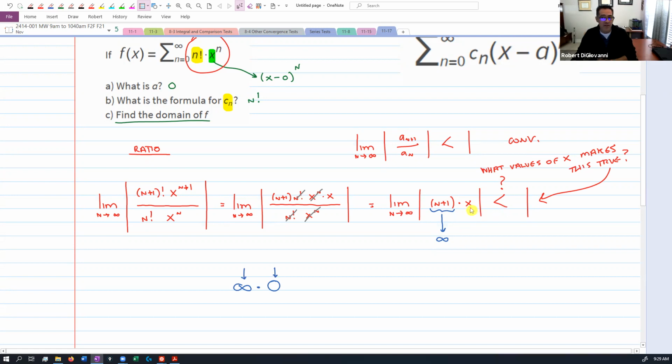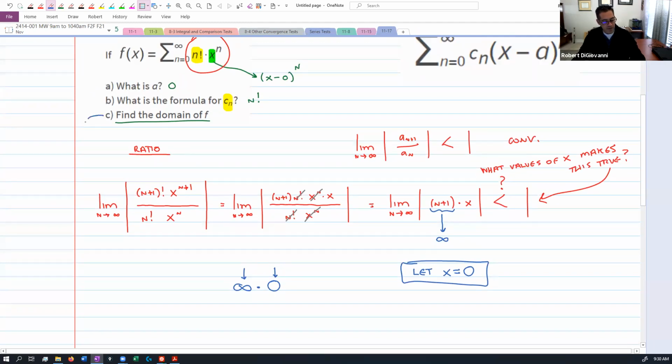What if I let x be any other number? If I try any other number, it doesn't matter what it is, even if it's 0.000000000 with a million zeros, then 1 at the end, this number will overtake it at some point and it'll become infinite. So the only way to control this and make this happen is if I let x be 0. And that is it. Then we will have convergence. If x is 0, we have convergence. Otherwise, this thing diverges.